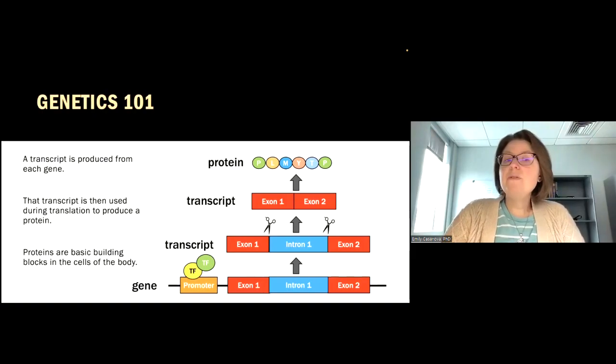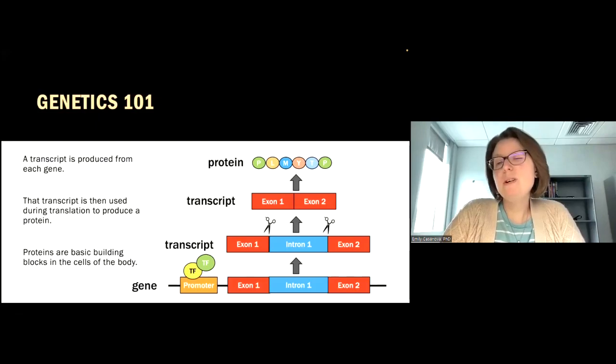Okay, so as I said, we've got a transcript that's produced from the gene, and then that transcript, after you splice out the introns and paste your exons back together, ultimately is used in a process called translation, and that produces a protein product. Proteins are a major basic building block of the cells of the body. Not every gene ultimately produces a protein, but a lot of genes do.